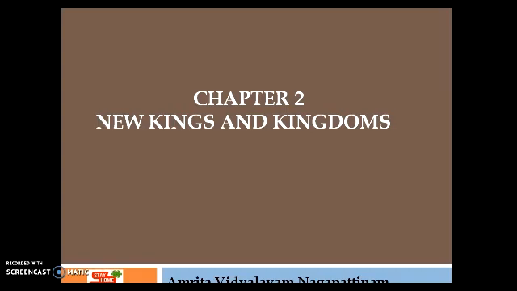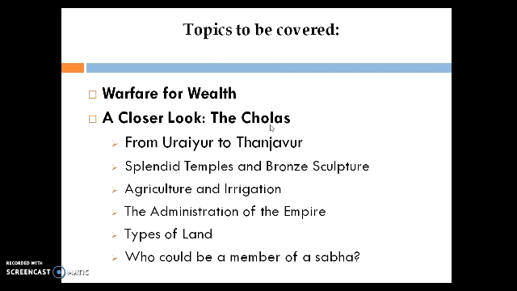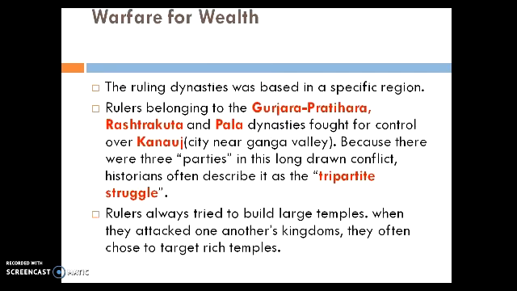So now we can see the remaining parts of chapter 2, New Kings and Kingdoms. The topics to be covered are warfare for wealth, then about the Cholas. In Cholas we can see about Tanjavur temple, its bronze sculpture, then agriculture and irrigation in the delta areas, then Chola administration, then types of land, everything. So first one, warfare for wealth.